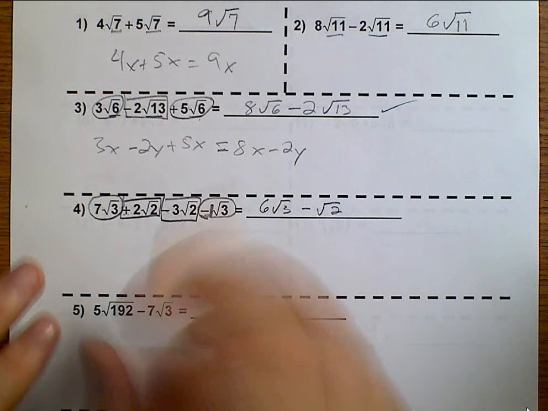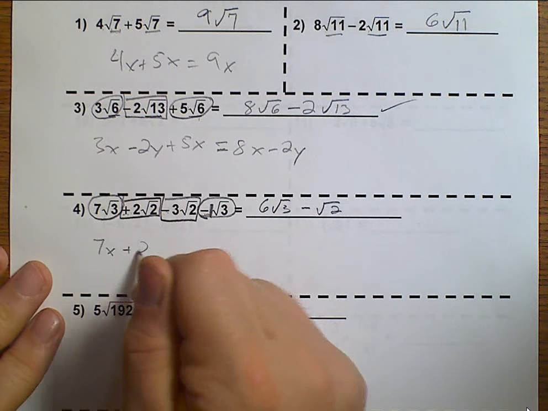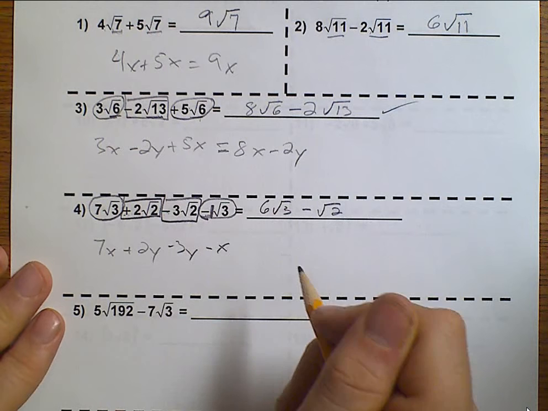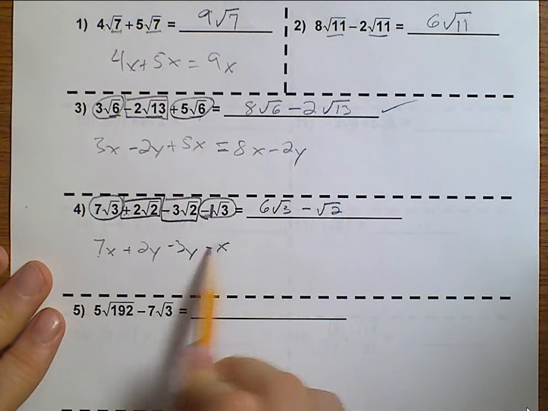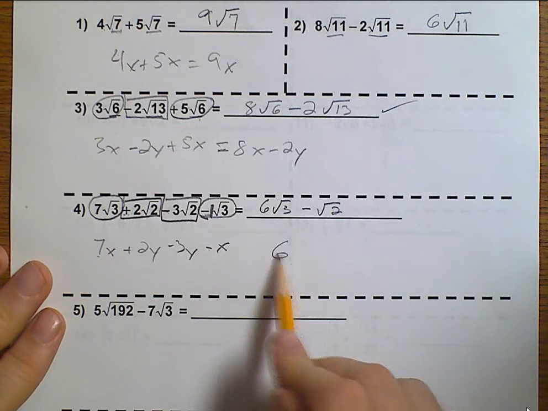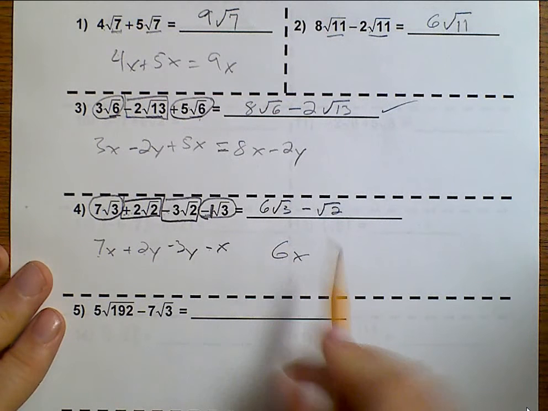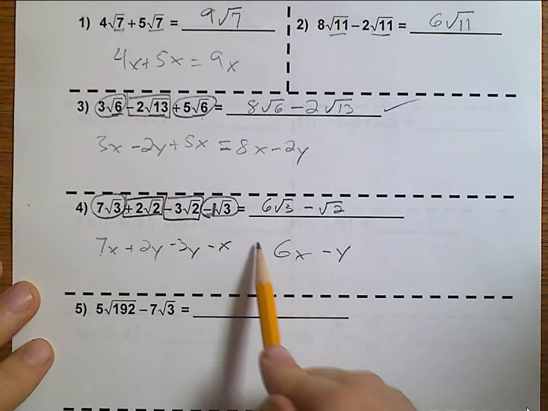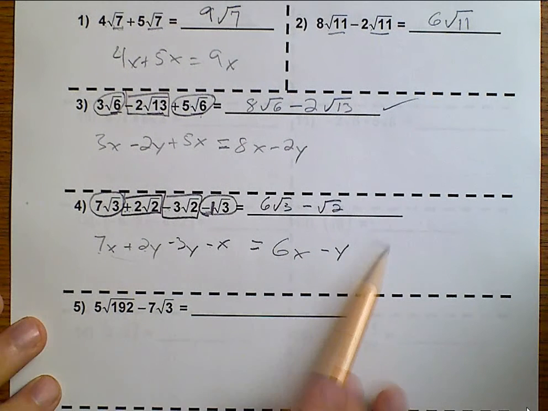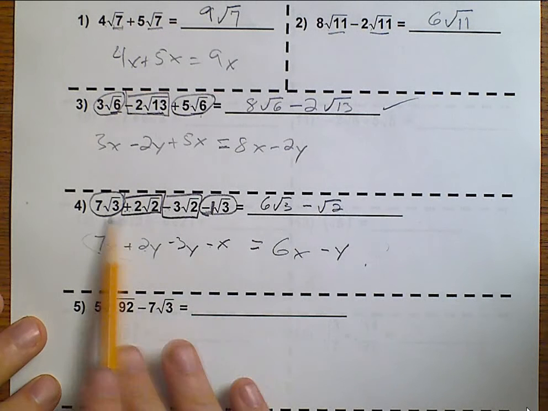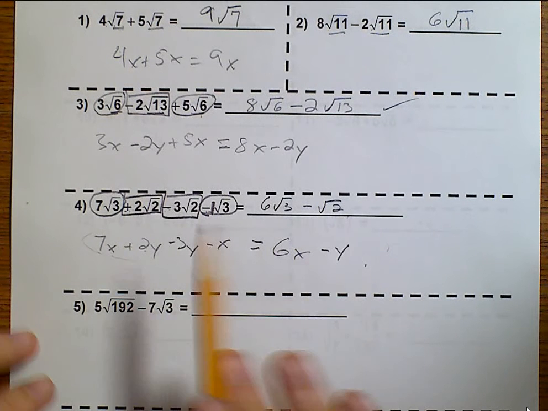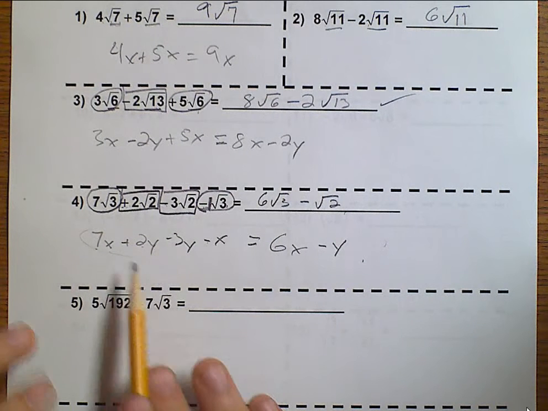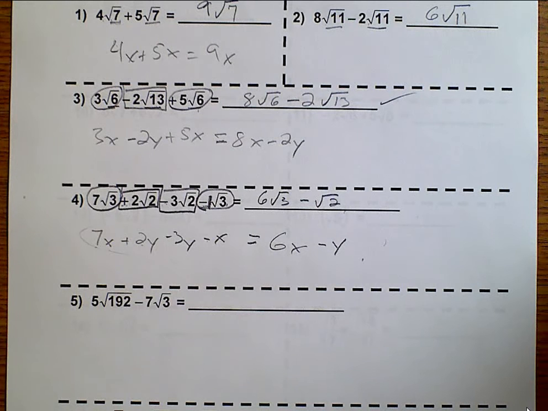This is just like if it was 7x plus 2y minus 3y minus x. 7 minus 1 makes 6. And 2 minus 3 makes negative 1. It's the same thing. This is the same as this. We just happen to have these radicals that are a little more accurate. They tell us exactly what x and y are. They're just not nice numbers to work with.